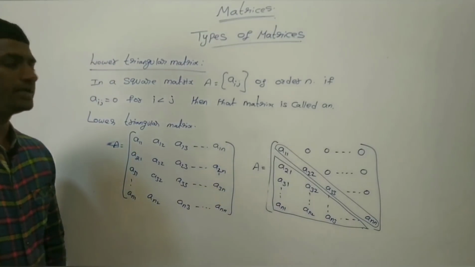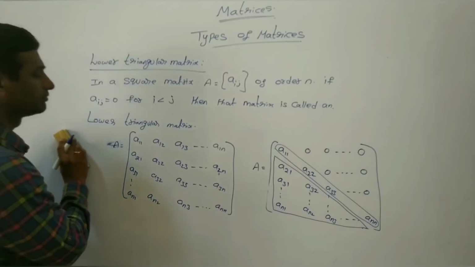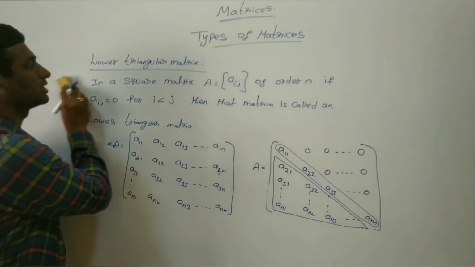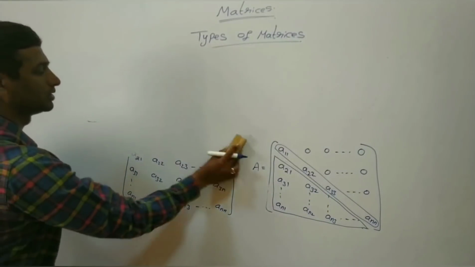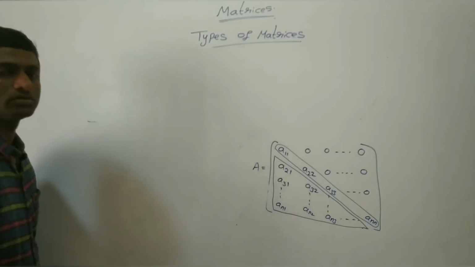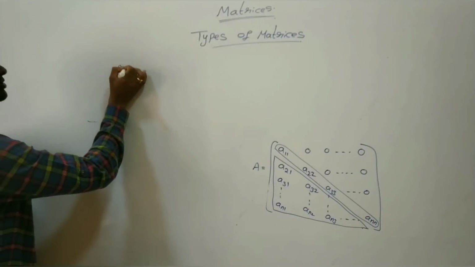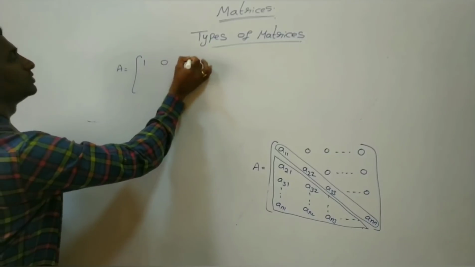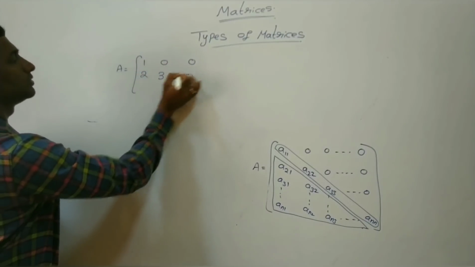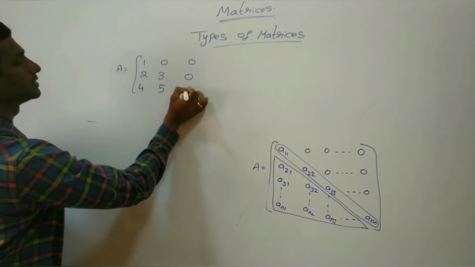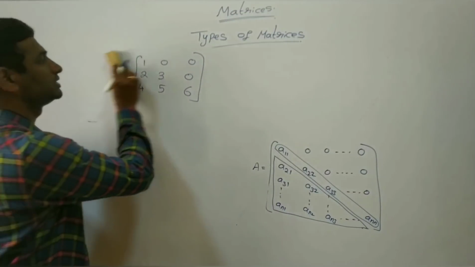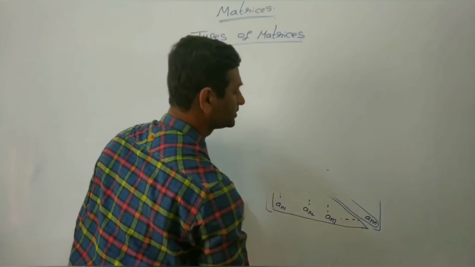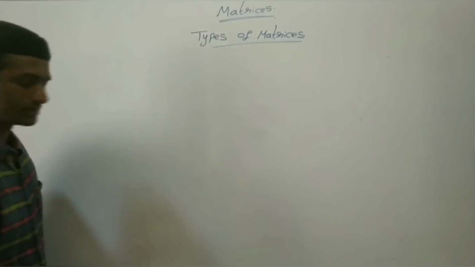Now we'll see a small example on the lower triangular matrix, and we'll go for the upper also. Now we'll have a small example based on this square matrix. A is equal to 1 0 0, 2 3 0, 4 5 6. So this is an example of a lower triangular matrix. Now we'll see one more type of matrix, that is the upper triangular matrix.